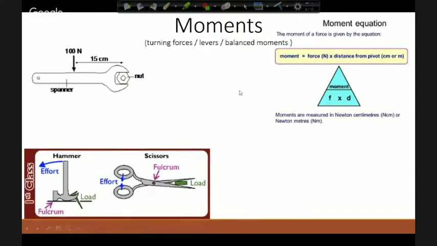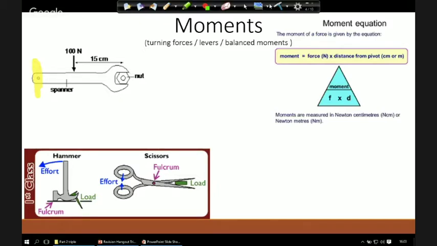Now the science behind this equation tells us that if we wish to apply a bigger turning force, then the easiest way to do that is to apply the force at a bigger distance. So if you were to hold the spanner further down towards the end of the spanner, you're going to be able to apply a bigger turning force to the nut there. So for a stronger lever, you can apply either a larger force or a longer lever.